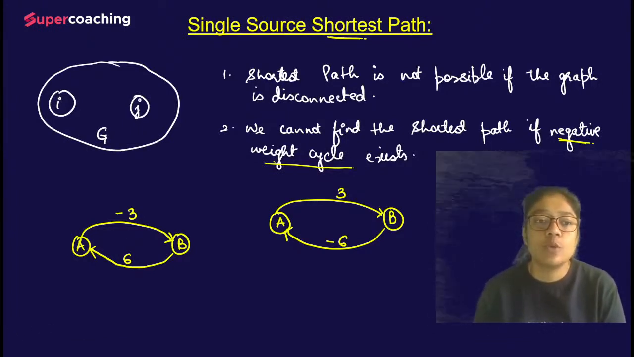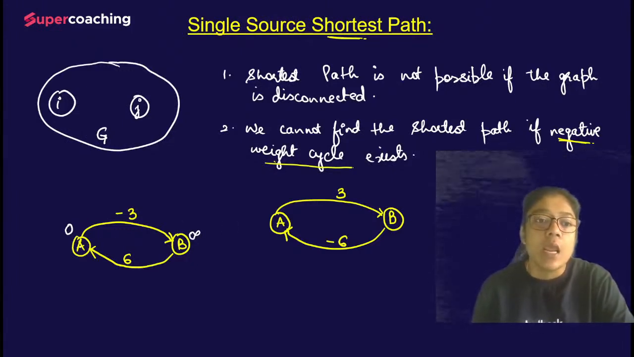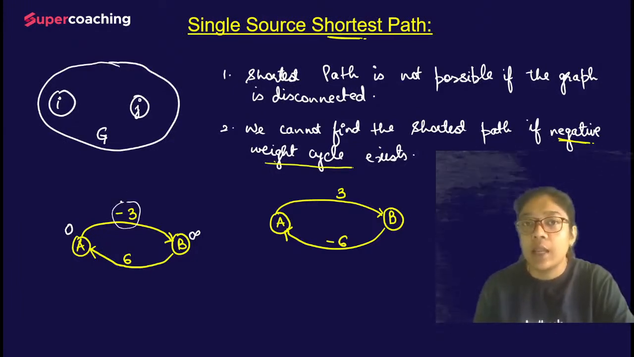So let's assume that for A this is 0, that is, you are starting from A. I want to find out the shortest path to B. We have not visited B yet, so definitely its initial value will be infinity. Now when I have to go from A to B, the distance covered to reach A, plus whatever is the weight of this edge. This is -3. So 0 minus 3 comes out to be -3.